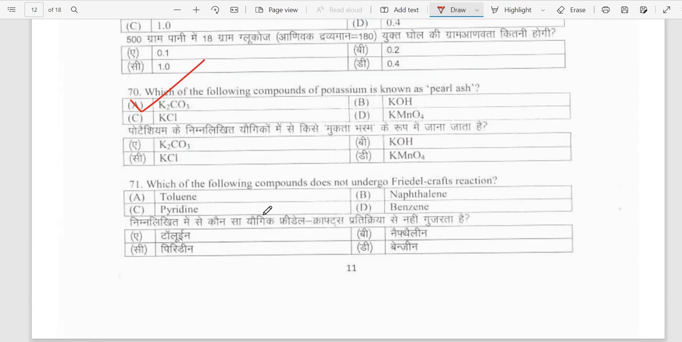Which of the following compounds does not undergo Friedel-Crafts reaction? Toluene can undergo Friedel-Crafts reaction. Naphthalene can also undergo it, and benzene can also undergo it. The only option that cannot undergo it is pyridine.